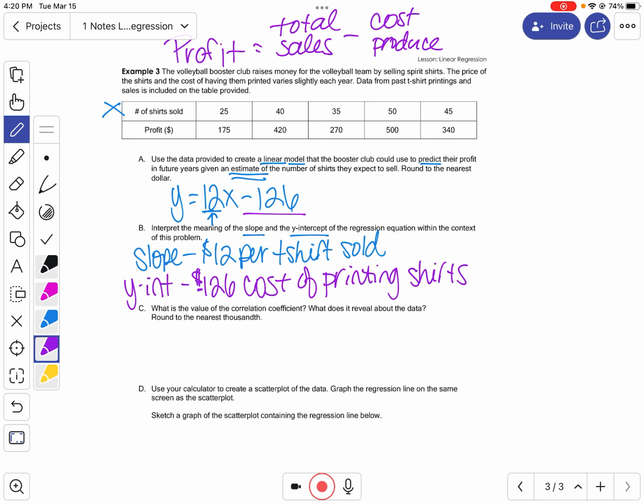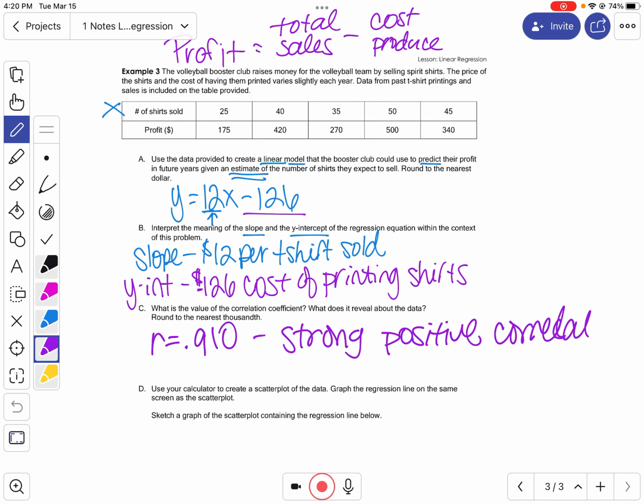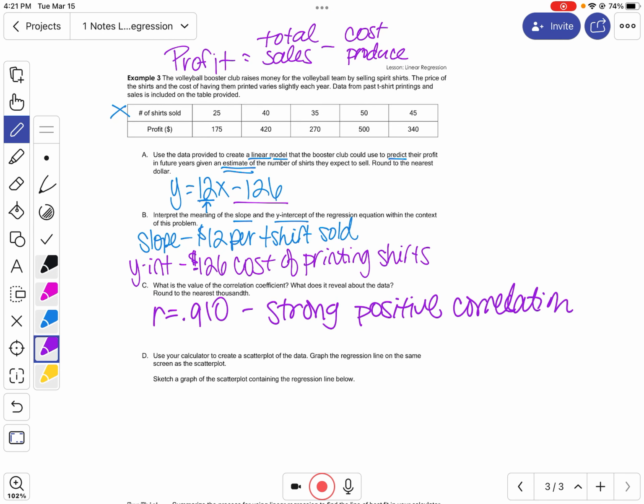Okay, so it says, what is the value of the correlation coefficient? So if you look at your R there, it was 0.910 after we round it, which means that it has a strong positive correlation. Which means it fits it pretty well.